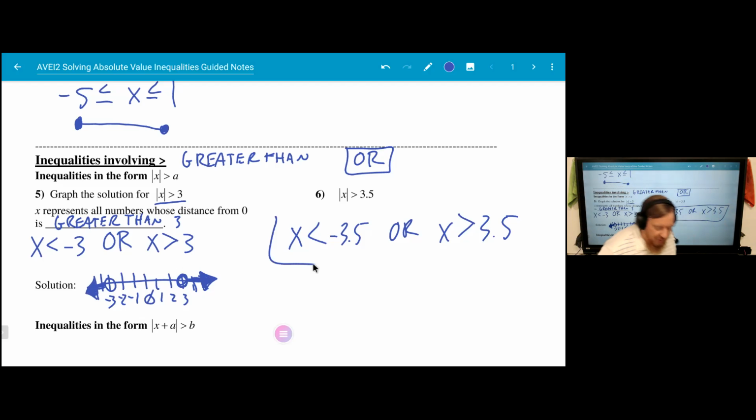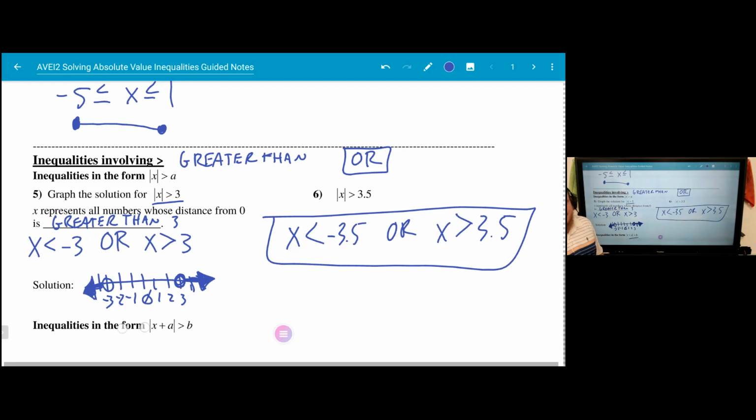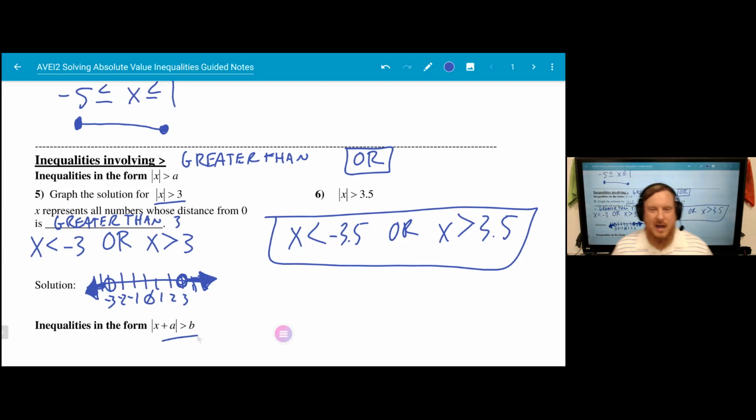Now, there's obviously more things to think about. Like you got to isolate your stuff first. Again, that's a similarity between inequalities and absolute value equations. All right. Now, what if you got the absolute value of x plus a, or something else going on in here? How do we do that? Great question.